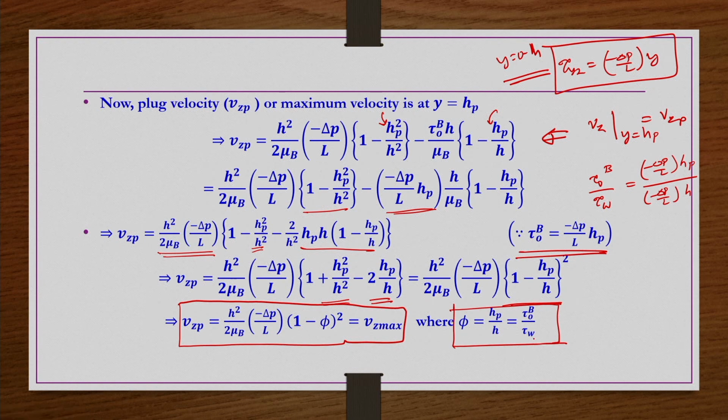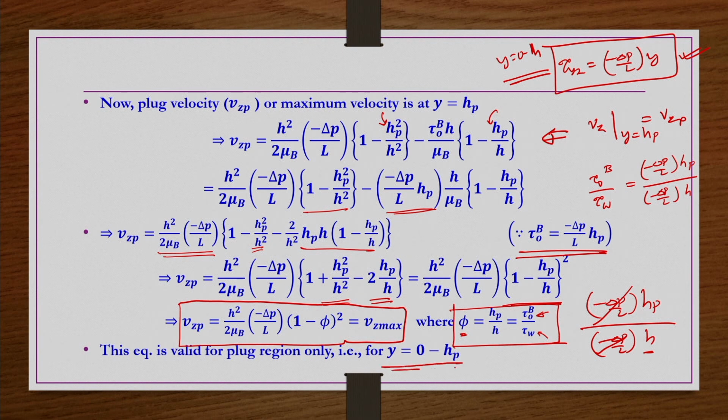So, phi is nothing but the ratio between the characteristic yield stress and the maximum wall shear stress. Tau naught b is nothing but minus delta p by L times Hp, and tau wall is nothing but minus delta p by L multiplied by H. That is, this expression tau yz equals minus delta p by L multiplied by y. So, in place of y if you substitute Hp you get tau naught b, and if you substitute H you get the wall shear stress. So, Hp by H is nothing but tau naught b by tau w, which we are calling phi.